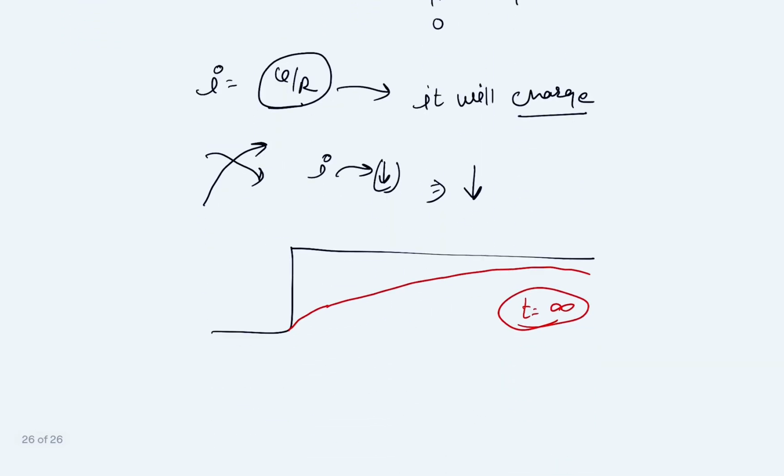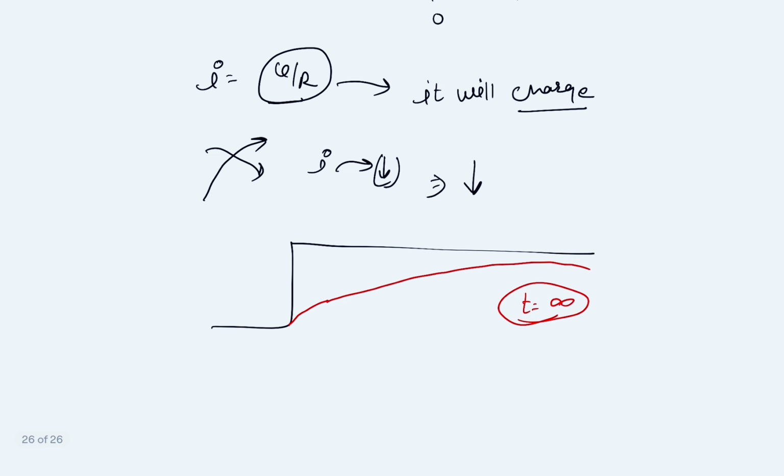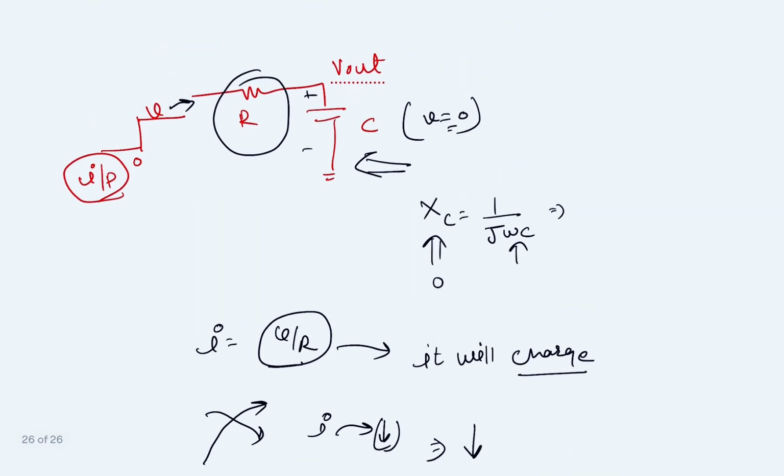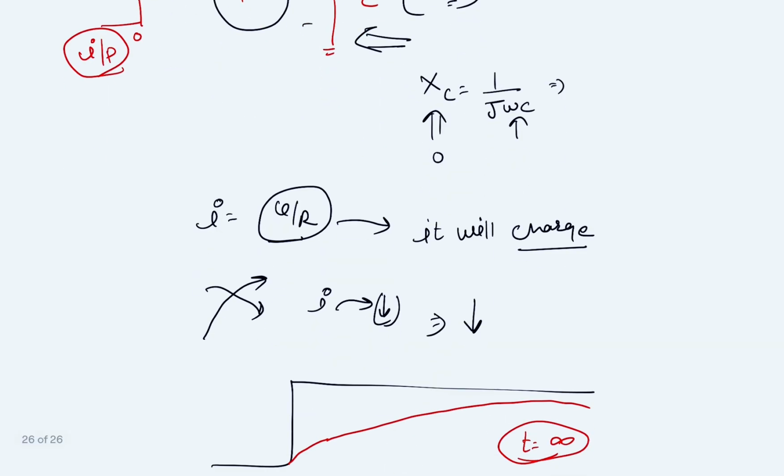But for that, now we will define one other term, that is the time constant of the circuit. The time constant of the circuit is RC. This is the time it takes to charge the output to 63%.